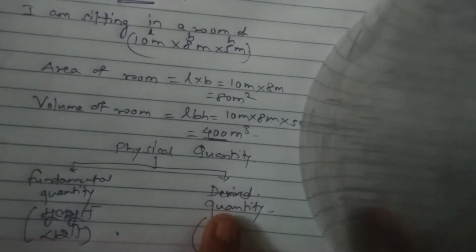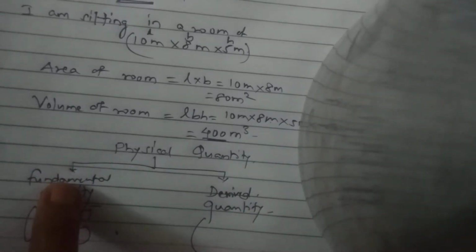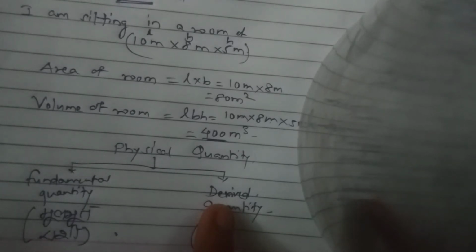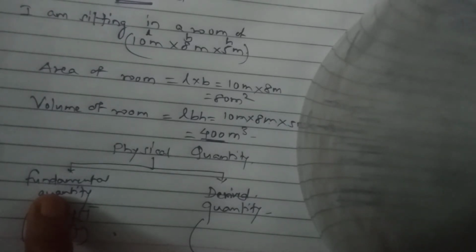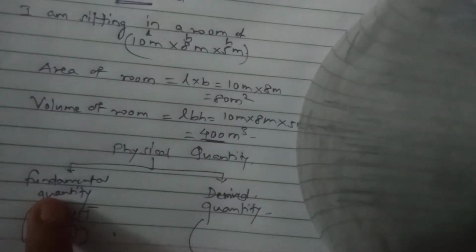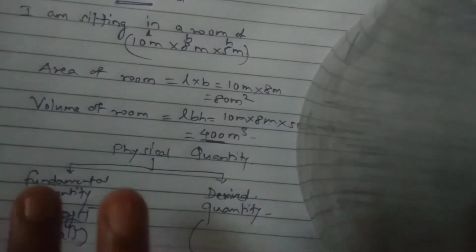Derived quantity means the quantities which are dependent upon the fundamental quantities. And the measurement of a fundamental quantity is not dependent upon any other quantity. So the quantities which are totally independent, those are fundamental quantities, basic quantities you can say.